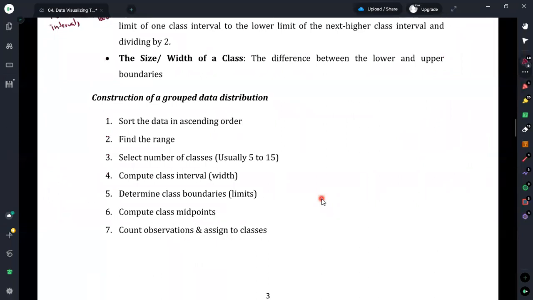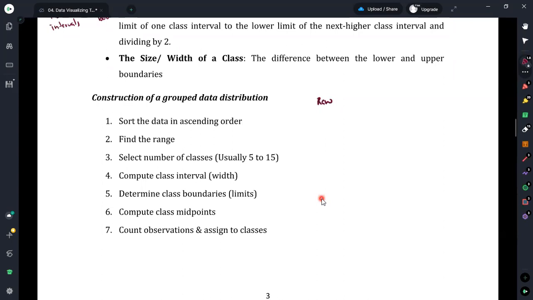Generally, we have the raw data. Raw data means the data is not in an ordered manner. Therefore, we cannot see it in ascending or descending order. So the first thing we have to do is sort this data in ascending order.